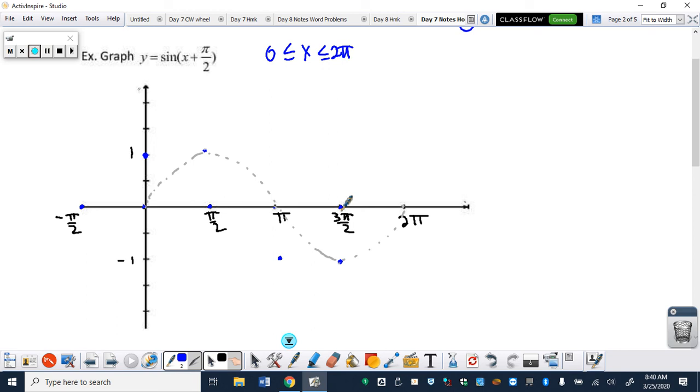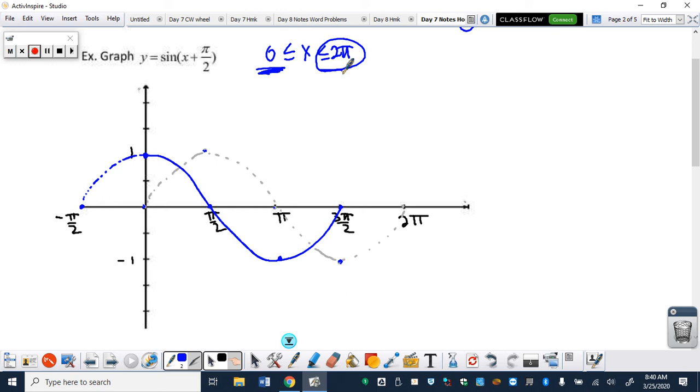When I connect those dots, I can start at negative 90, but my interval says it only goes as far left as 0, so that part doesn't count. So again, dotted line there, I can finally put my pencil down and graph the sine curve that got moved left 90. But I need to finish it off, because my interval is telling me to go all the way to 2 pi.